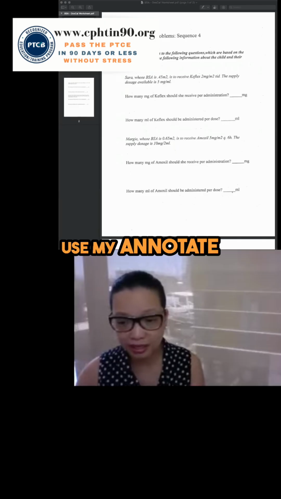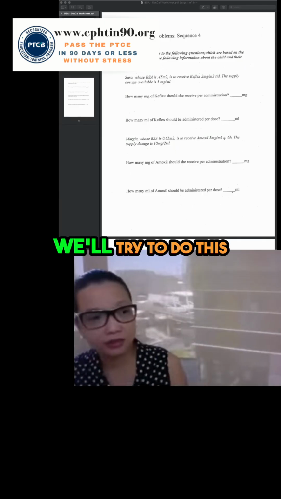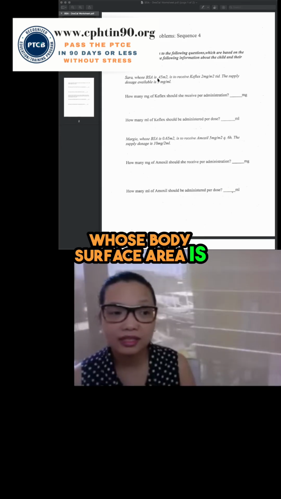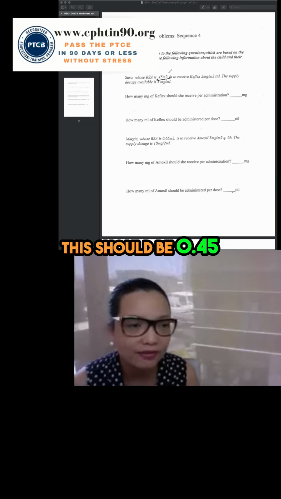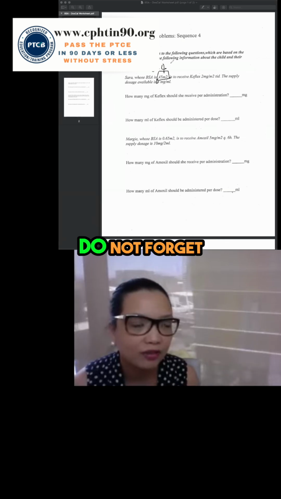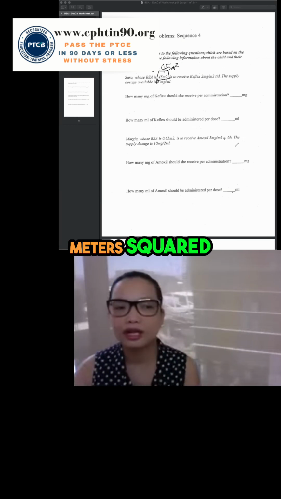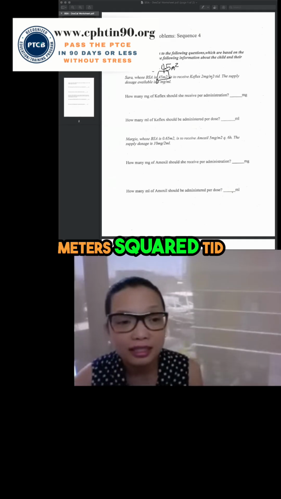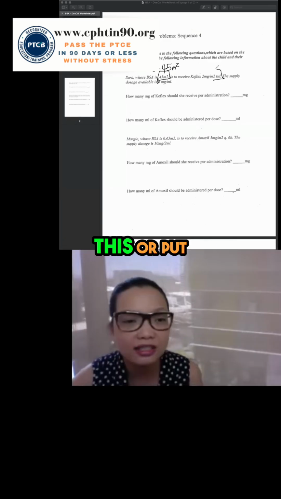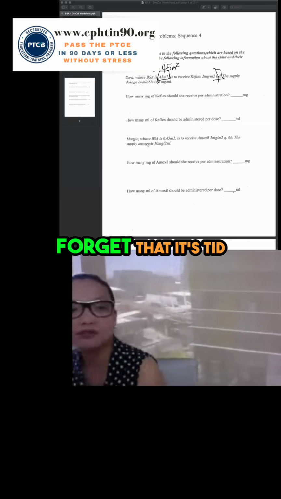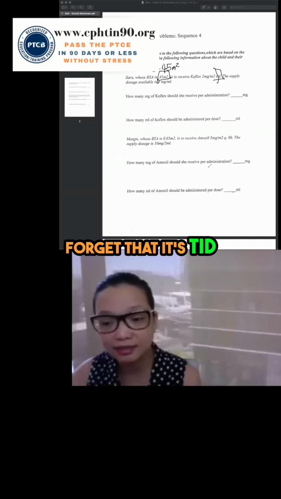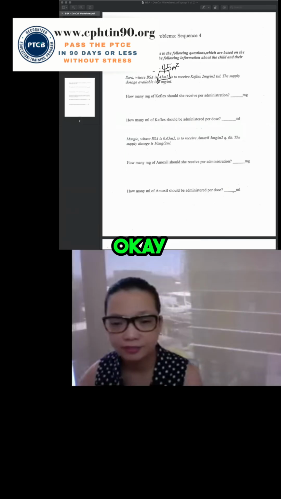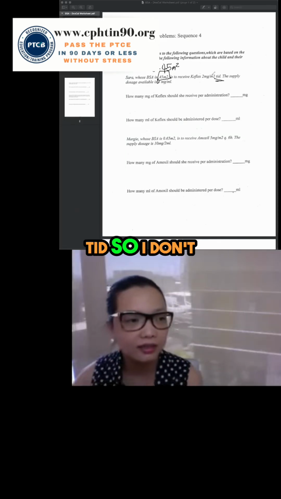I'm gonna use my annotate again and draw. Okay, so Sarah, whose body surface area is 0.45 meters squared. Do not forget the leading zero. She is to receive Keflex 2 milligrams per meter squared TID. I will underline the TID so I don't lose it.